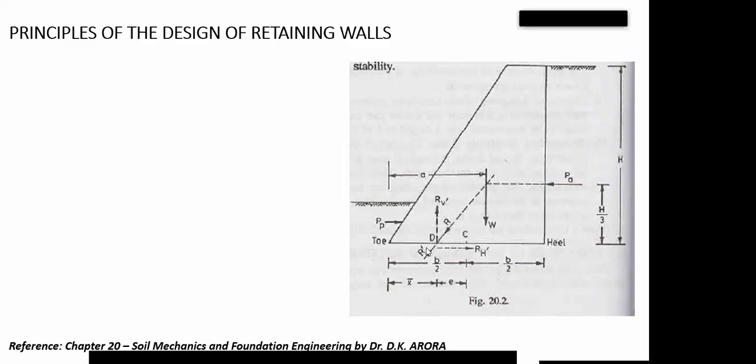A counteracting force, a counteracting reaction must act here. This counteracting reaction, I call it R prime. The resultant effect of the weights, I call it R. So both of them will counter each other, and that's why you see the arrows facing each other.